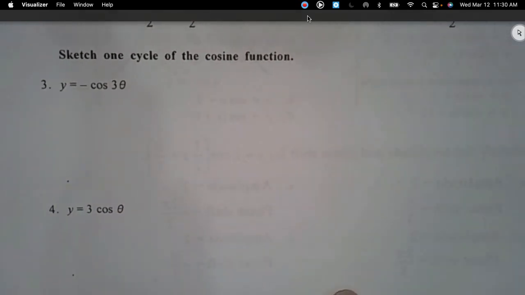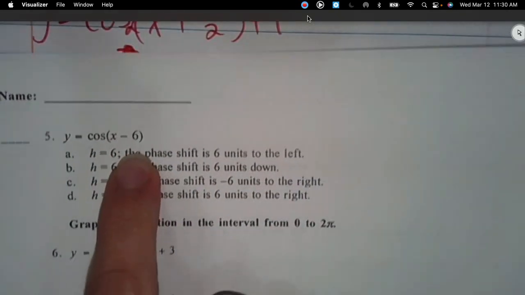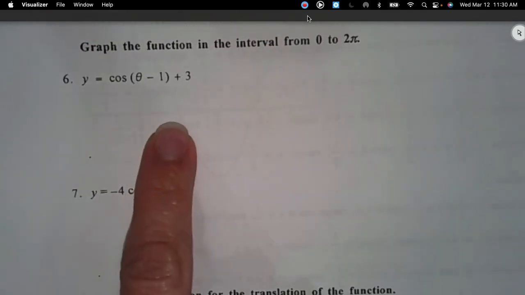Okay, I've got 2 graphs here for you to sketch. And again, this is 2 days papers. All right, so don't freak out on me. These are super easy. Where does this one move? Left or right, up or down? Right 6.